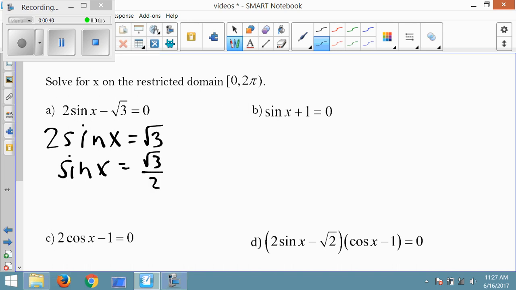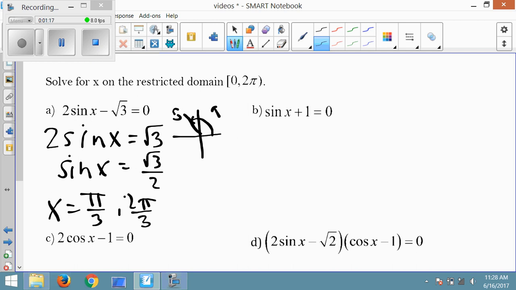So now that we have done the algebra, we are trying to find out what angle or angles have a sine of the square root of 3 over 2. Remember, sine is positive in the first and the second quadrant, so we have two angles. Square root of 3 over 2 for sine has a reference angle of pi over 3. So I have pi over 3 as one of them, since it's in the first quadrant. And I need to find the angle that's going to put the reference angle pi over 3 into the second quadrant. That's going to be 2 pi over 3. So here are my two angles.